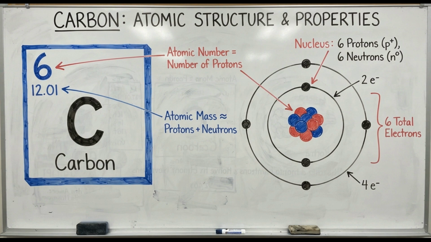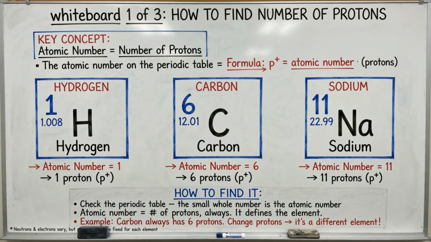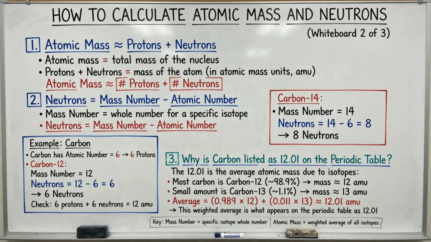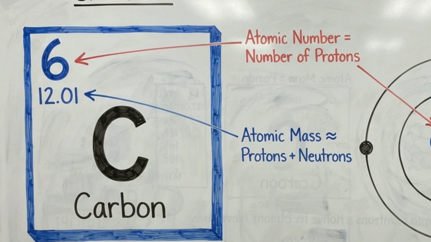This is the brief on mastering protons and neutrons for your chemistry exam. We're breaking down essential whiteboard study hacks today so you can quickly decode the periodic table and ace your next test. First, finding your protons is super easy using the atomic number.